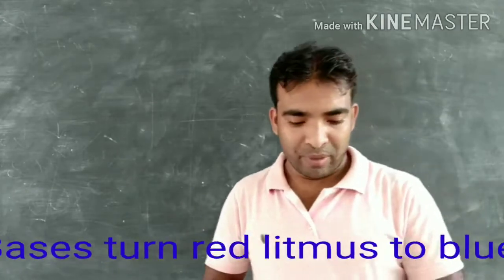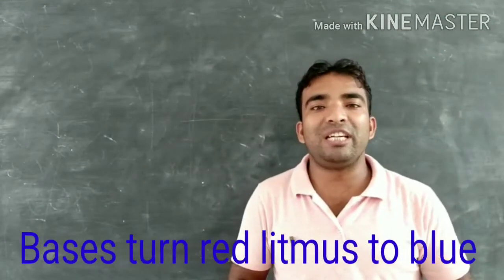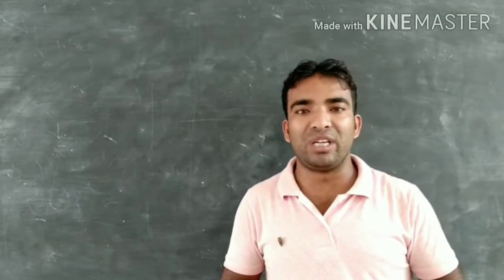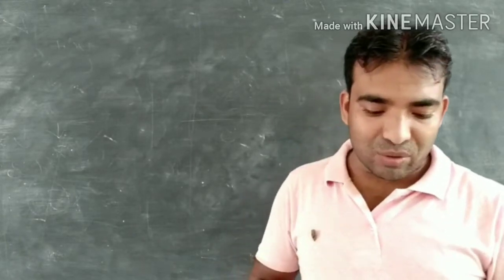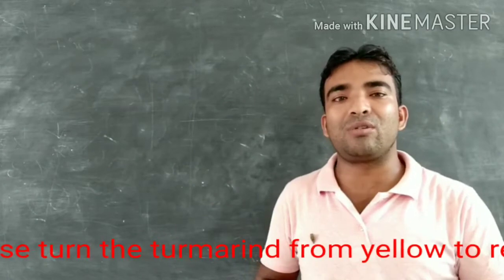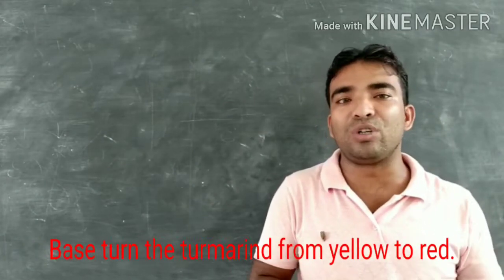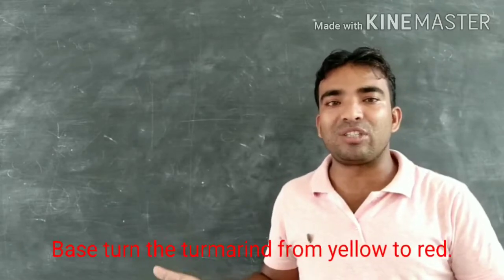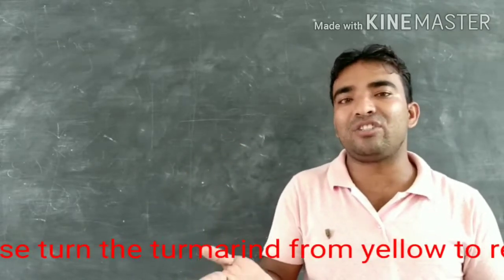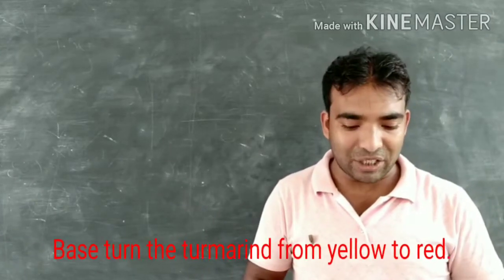Then next, another common example of a natural indicator is turmeric. We know that generally turmeric is yellow in color, but when it comes in contact with the base, its color changes to red. So by looking at the color, we can understand whether the given solution, if there is no change, may be either a neutral solution or an acidic solution. But if its color changes from yellow to red, we can understand that it is basic in nature.